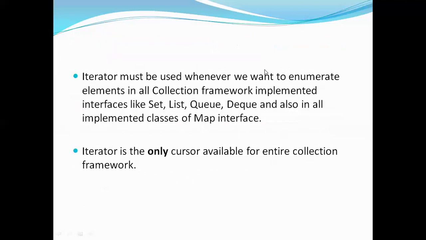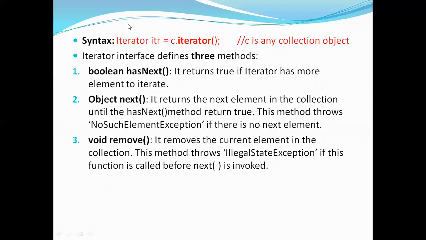So we don't know which collection it is, that's why I'm just representing it as c. Whatever the collection, you can write it here. Suppose I'm taking a stack, then you can write it as stack.iterator(). Whereas this itr is an object of this Iterator only.